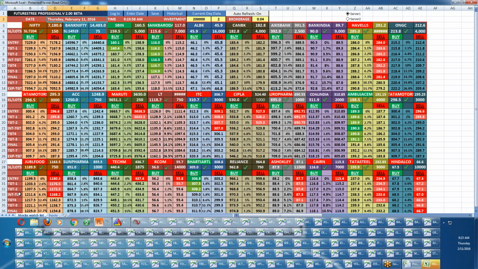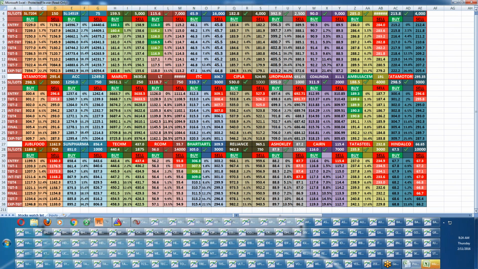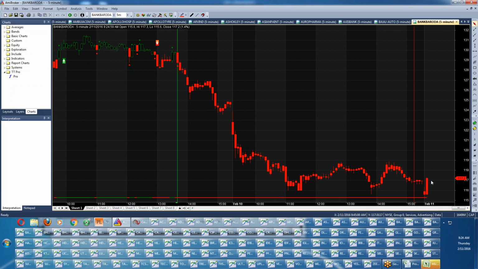So Jubilant Food has done its intermediate target. So this year intermediate target 1168. So Bank of Baroda has done its final targets. That's 1171. And now you can still wait on Bank of Baroda because you'll know the trend here.